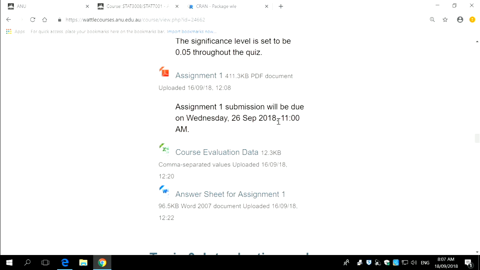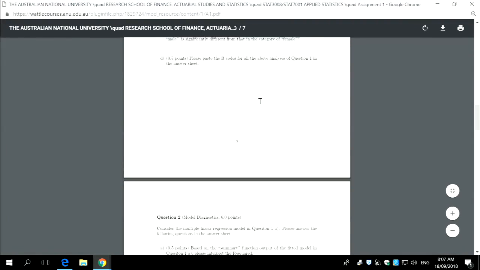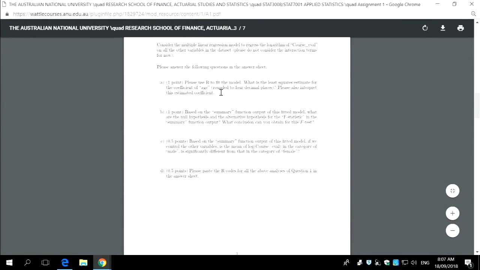So about that question, let's just have a look at it. For some questions, you can see very clearly that you need to round to 4 decimal places, correct? For instance, in this question 1a.